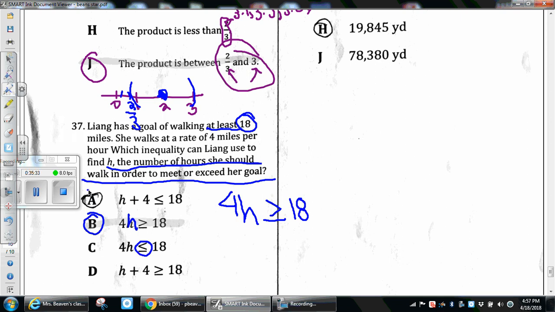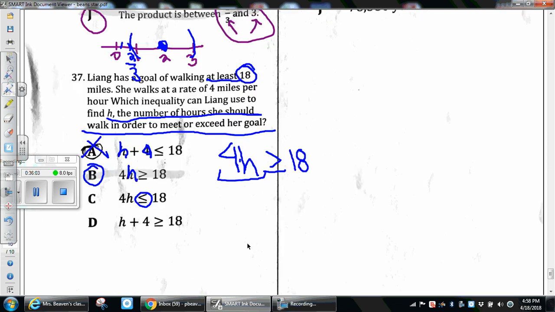Now, why is A wrong? Well, because it doesn't say any number of hours plus 4 miles, because that would be something like she walks the same number. It doesn't matter how many hours. It will always be the number of hours plus 4. So it makes no sense. We need to establish this relationship: 4 miles per multiplication hour.